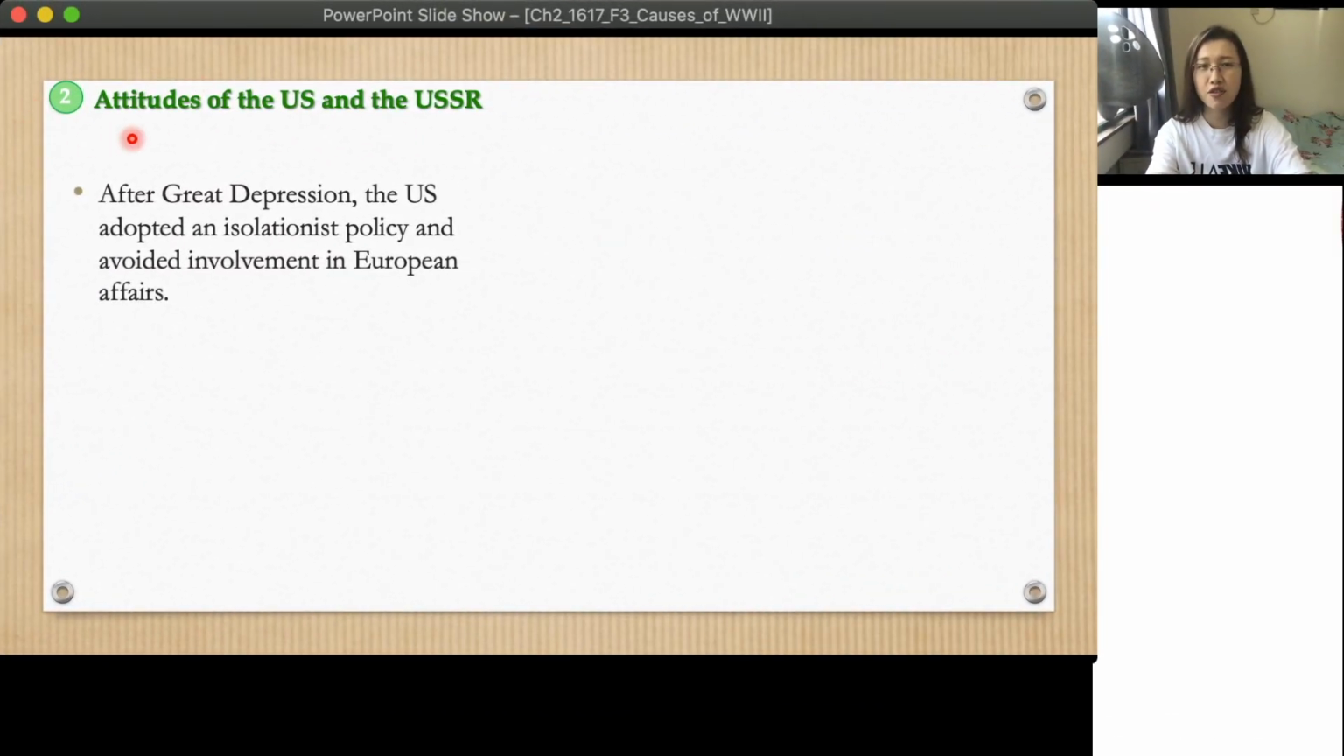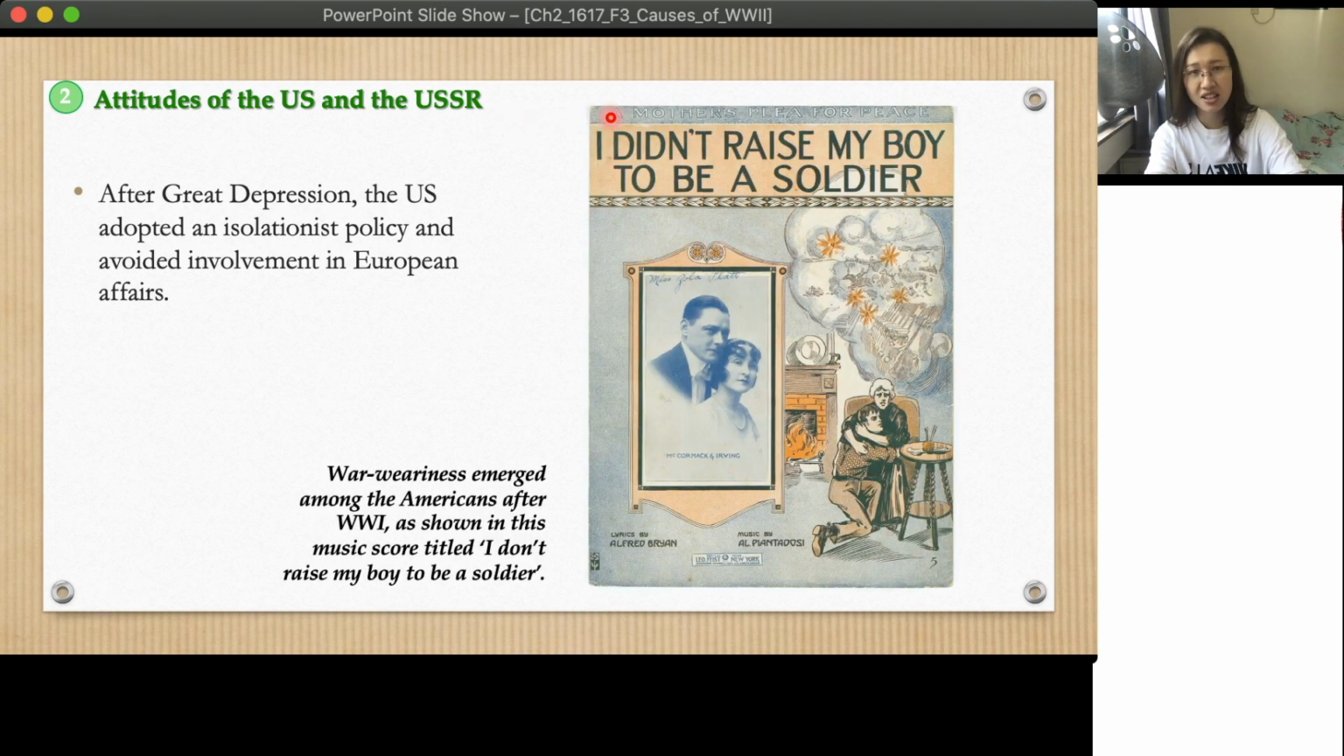The attitude of the US and USSR. After the Great Depression, they adopted the isolationist policy. Remember this term and use it in your answers, okay? And avoid involvement in European affairs. You can see this is actually a cover of a music score titled I Didn't Raise My Boy to Be a Soldier in the US. So you can say that at that time, people in the US really didn't want to be involved in another war or in European conflicts, right?